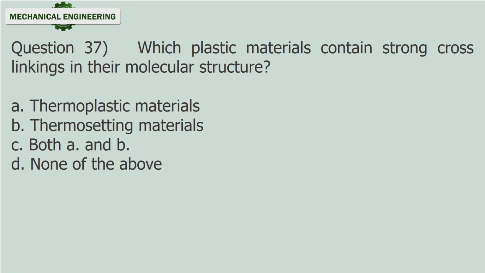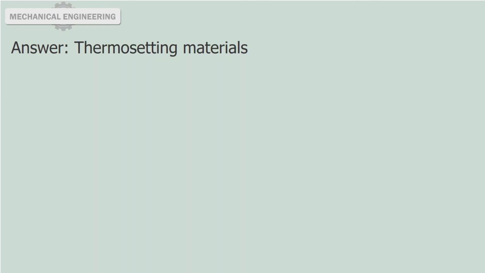Question 37. Which plastic materials contain strong cross-linkings in their molecular structure? A. Thermoplastic materials. B. Thermosetting materials. C. Both A and B. D. None of the above. Answer: thermosetting materials.